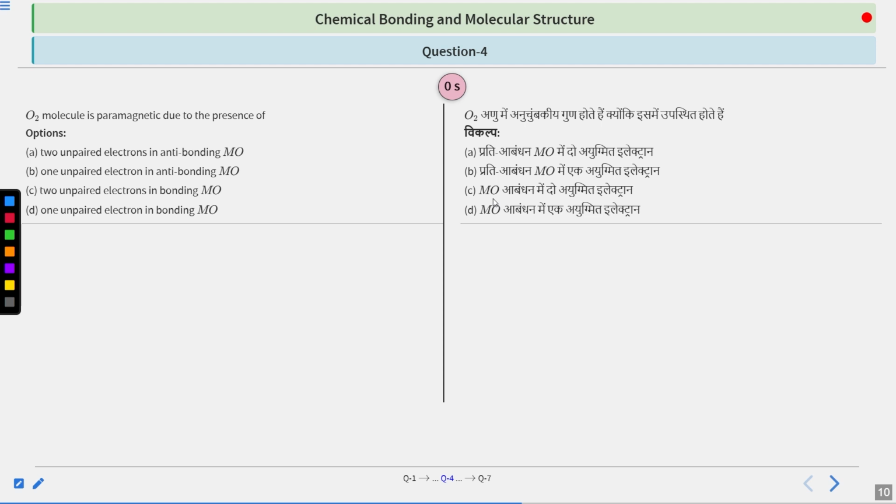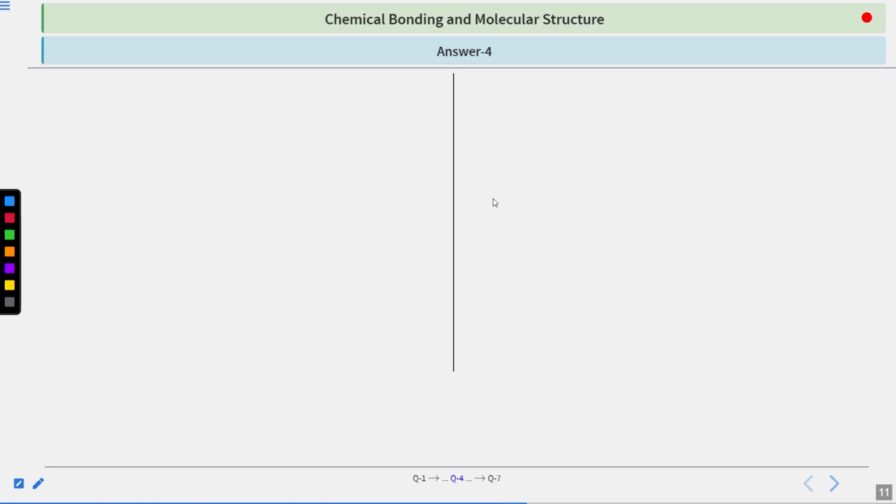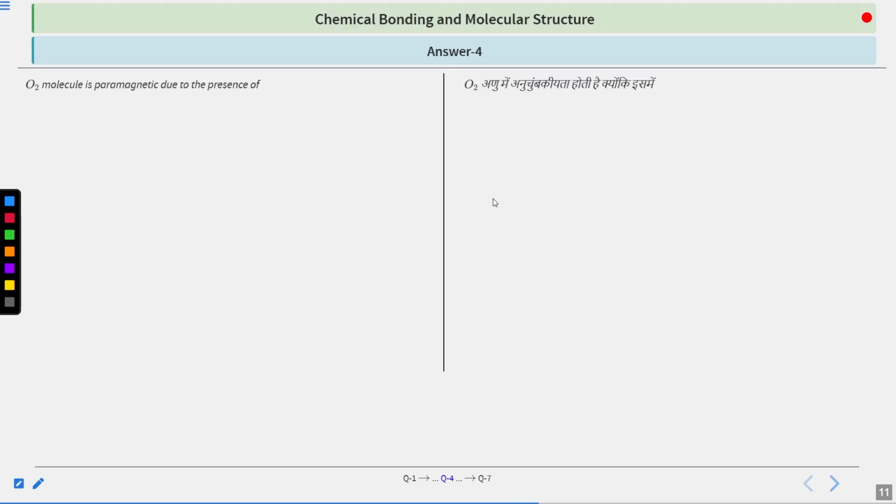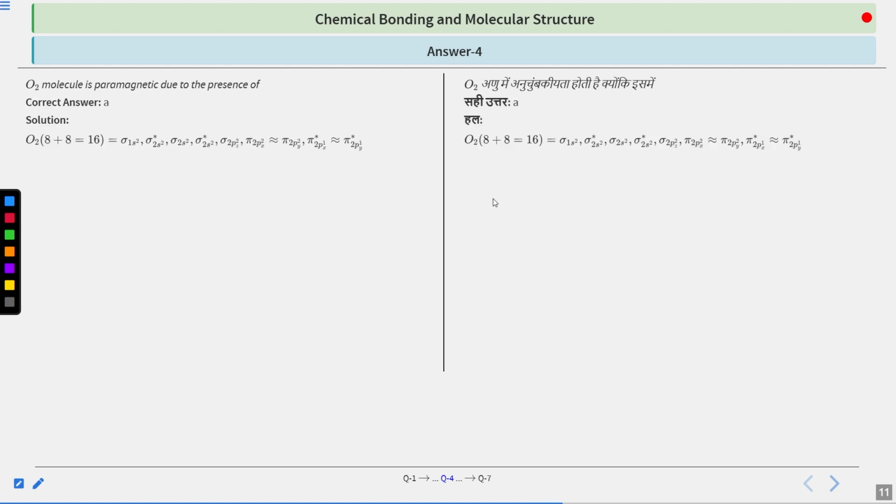Okay, let us see how we can solve it. So we have to see why it is paramagnetic. So those who have solved, the correct answer is A. So for a thing to be paramagnetic, it should have an unpaired electron. So this is the electronic configuration of O2. You can see that there is pairing of each of the electrons.